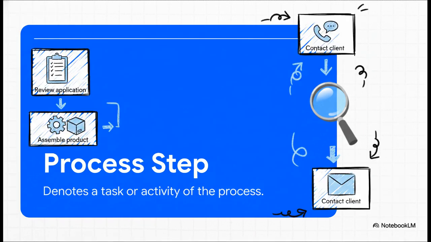Next up, we've got the absolute workhorse of any process map, the rectangle. This is your process step. This symbol just signifies any action being performed. Review application, assemble product, contact client, these are the building blocks. And as you map, the key question you have to ask for every single one of these boxes is this: does this step actually add value for the customer? You'd be amazed how often the answer is no.